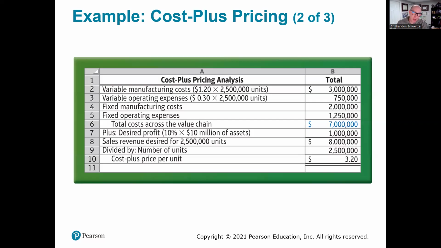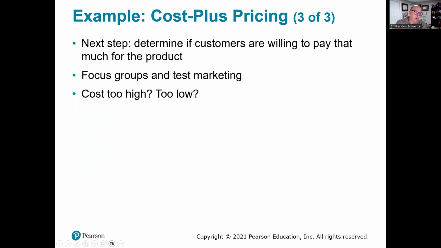So that's how we apply the cost plus approach. In management, we have to figure out, are the customers going to be willing to pay that much? $3.20. Is that worth it? So we might use focus groups and test marketing to identify if the price is too high or too low, or just right in some cases.